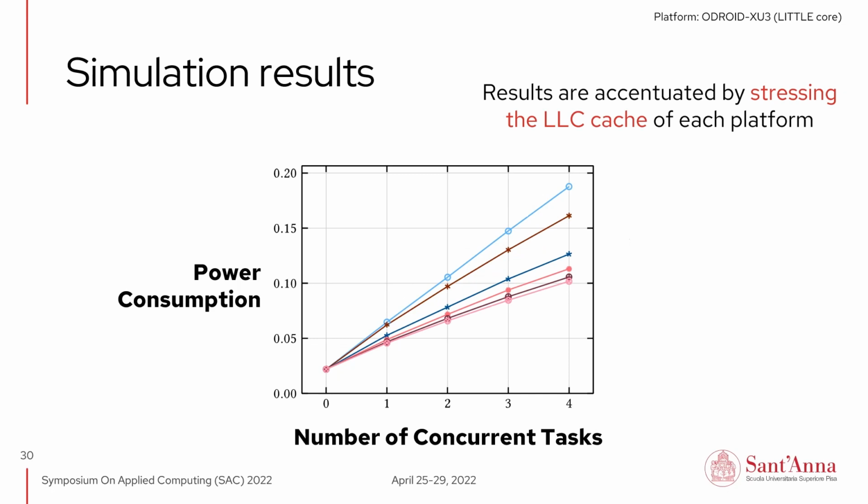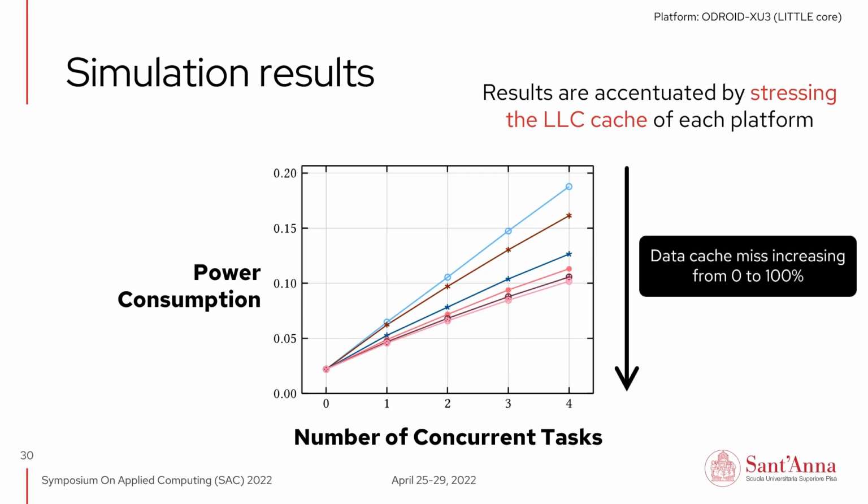These effects can be accentuated by purposely written synthetic applications that stress the lowest level cache of the CPU to force specific rates of main memory accesses over time. The more we increase the cache miss ratio from 0 to 100%, the more clearly visible these effects become.